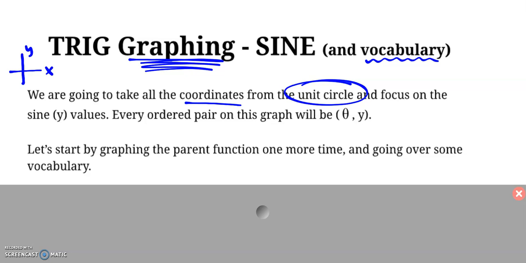And so when we're graphing sine, what we're actually going to have is a horizontal axis with theta, so our angles, and our y-axis will still have our y values at each of the different angles. So it's like we're picking one part of the unit circle's ordered pairs, and we're graphing that, okay?